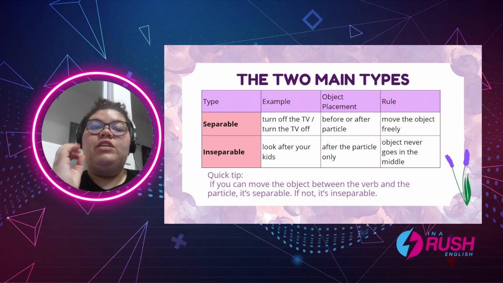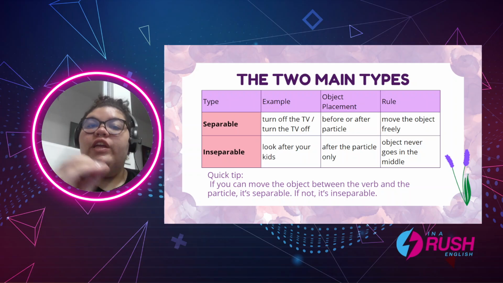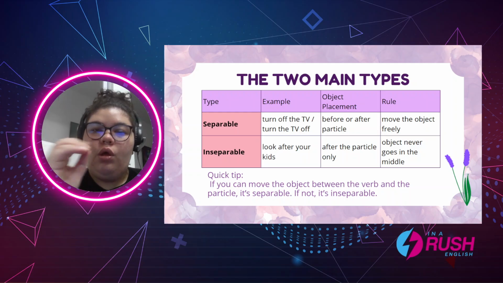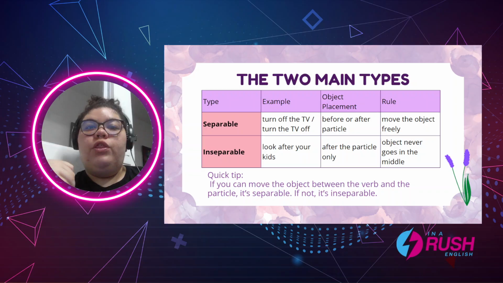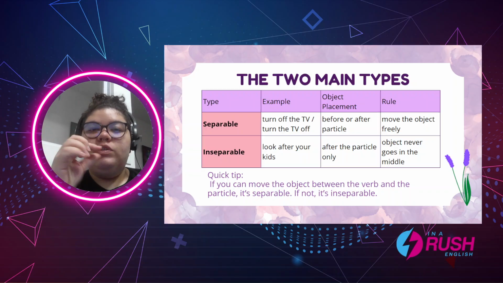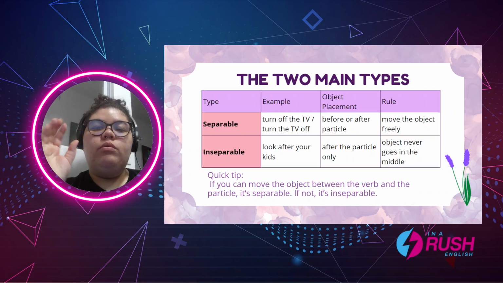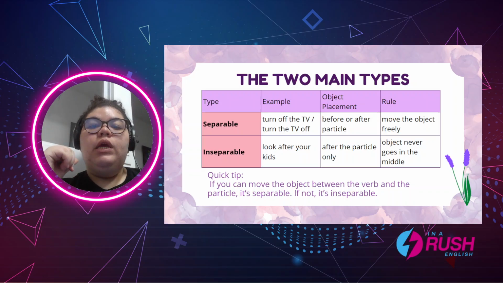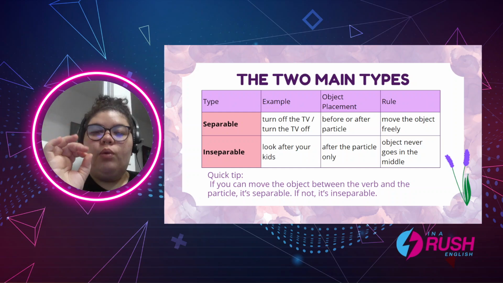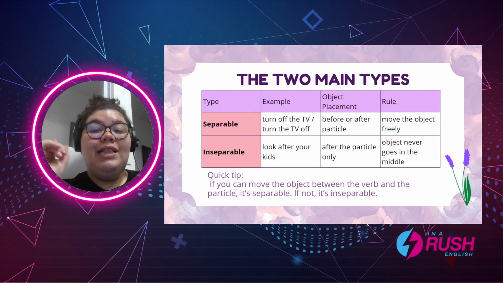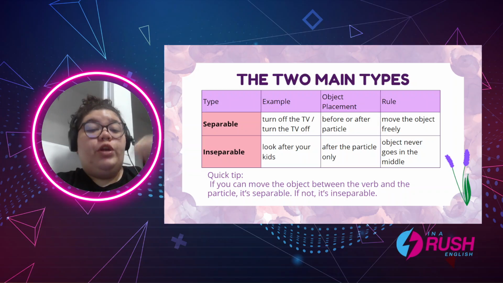The placement is only and exclusively after the particle. Okay? After the word that comes after the verb. Look after, this is the particle. We talked about particles. And the object is always next to this particle. The object never goes in the middle. This is the rule.